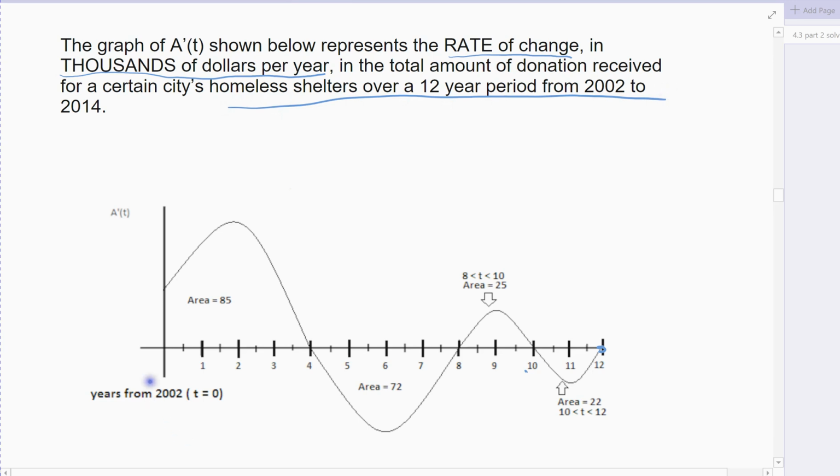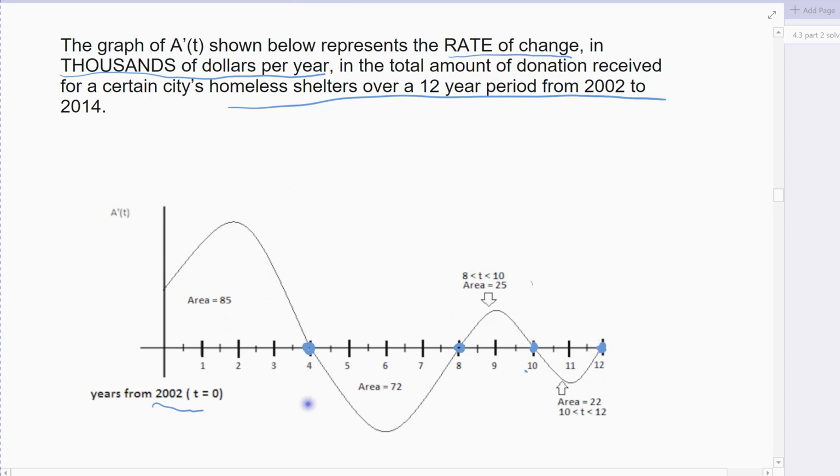All right, so again, for the first 4 years, from 2002, if I remember that's my starting year, there was a gain, right, in donations. Then there was a loss in donations. Then there was another gain, and then there was a loss, right? Area above is a gain. Area below is a loss. These would be my critical values, all right, and my endpoints.